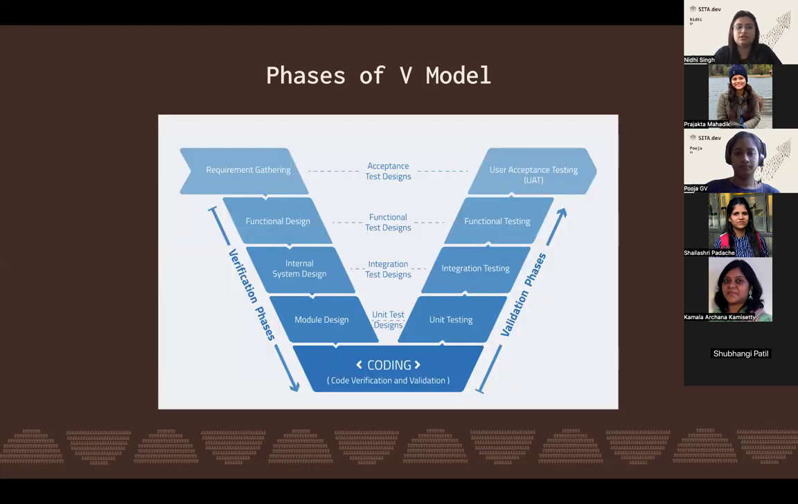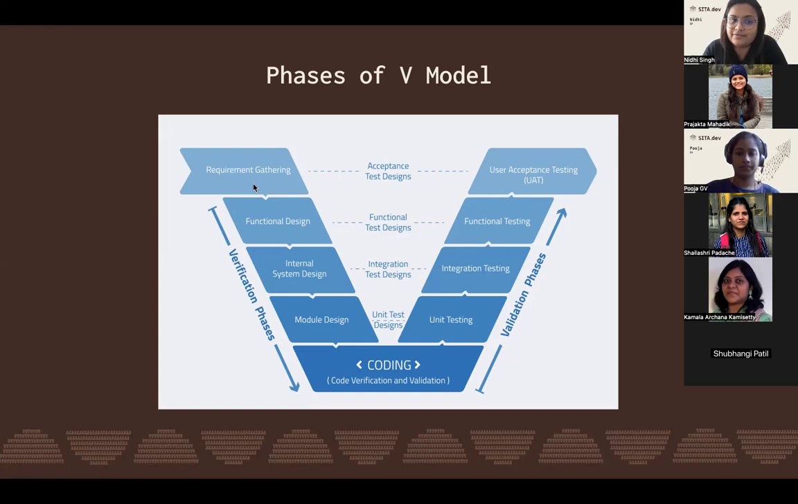This is the V model. So this is the verification phase, and this is the validation phase. This side, the left side, shows the development side, and the right side shows the testing side. So now I told you, in SDLC, the project starts with the requirement gathering.